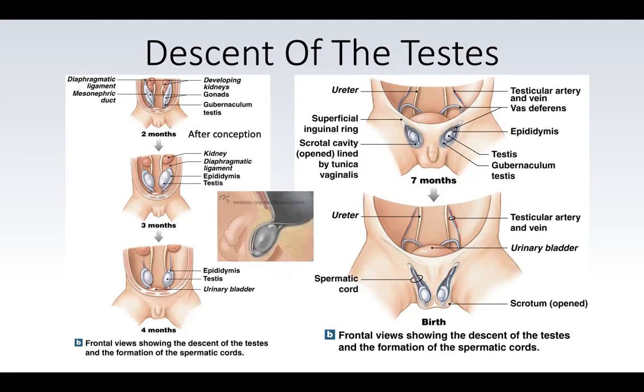Like I mentioned before, one of the main differences between the male and female anatomy is that the male gonads are found inferior to the pelvic cavity, whereas the female gonads are found within the pelvic cavity. So at some point, the testes have to descend to reach the inferior aspect of the pelvic cavity. This occurs throughout pregnancy, and by birth, they should have descended. It's one of the physical exam tests that pediatricians will perform on a newborn male.